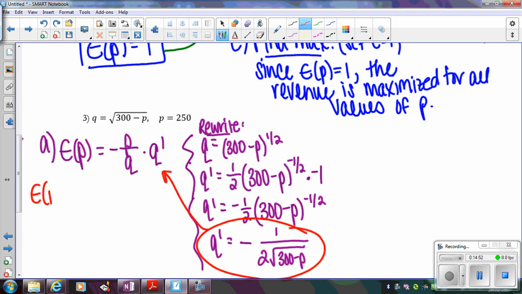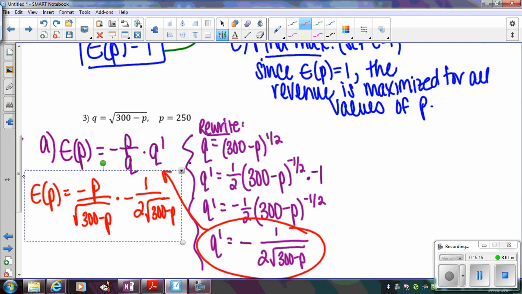So now I can go ahead and plug that in. So for epsilon of P, it's going to be negative P over 300 minus P times this whole thing. So negative 1 over 2 times the square root of 300 minus P.